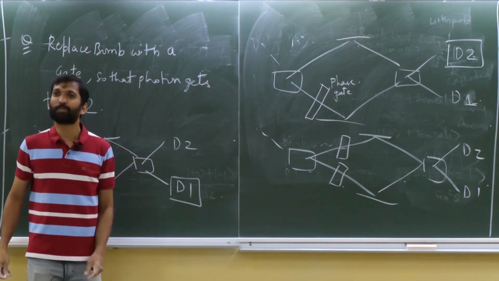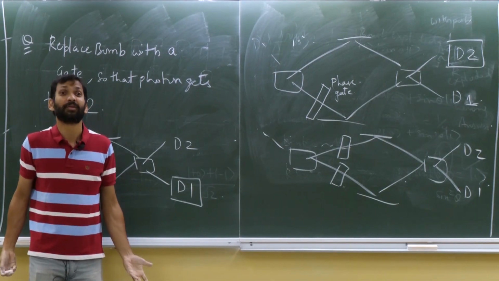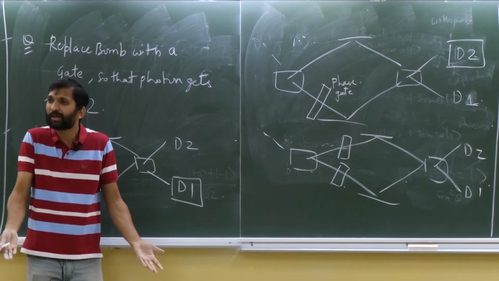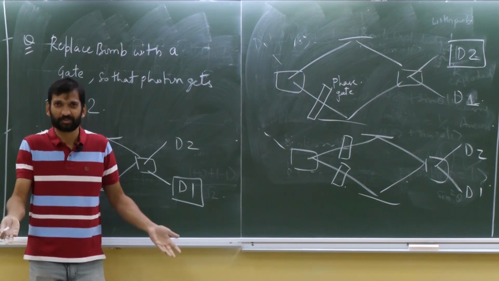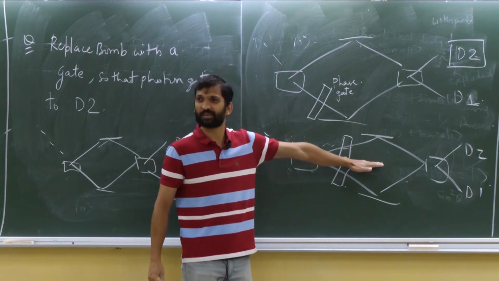I put a phase gate at both. It goes back to D1. Whatever phase difference was here, the same phase difference I will obtain here.